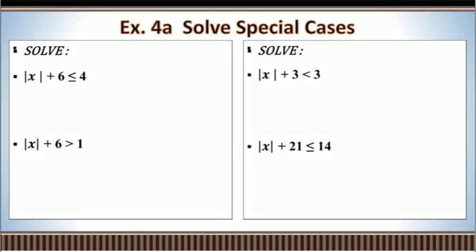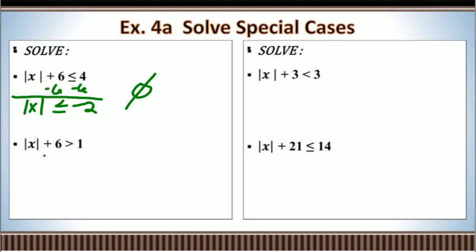And a couple special cases. Here, first, get the absolute value of x by itself. So I'm going to subtract 6 on both sides. The absolute value of x has to be less than or equal to -2. Well, because it's less than or equal to -2, anything that comes out of the absolute value cannot be negative. Therefore, there is no solution to this one, because everything that comes out of the absolute value of x has to be positive. So it can never be less than a negative number.